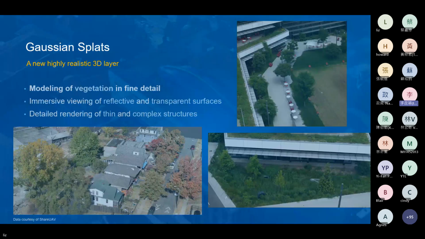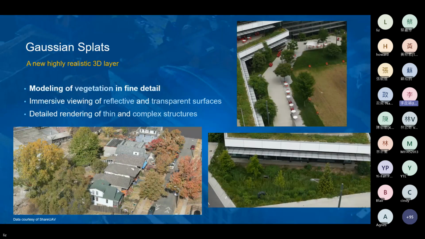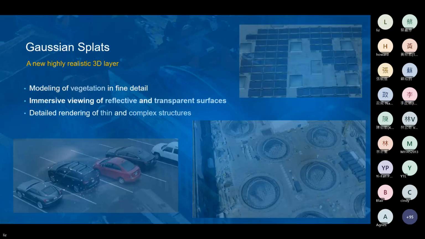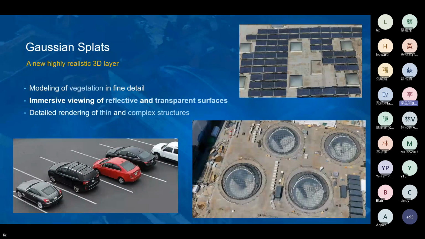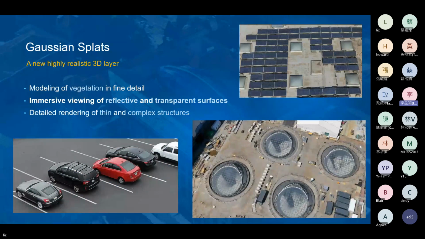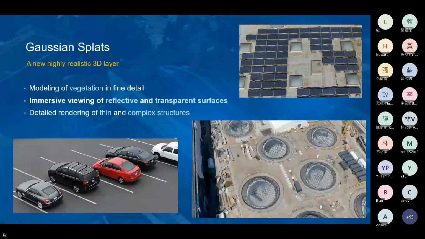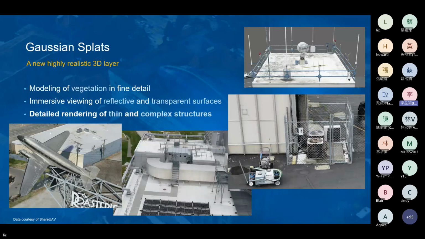And Gaussian splats are very ideal for modeling vegetation in fine detail. They provide a very immersive viewing of reflective and transparent surfaces, as you can see here. And it is useful for detailed rendering of thin and complex structures such as this one.